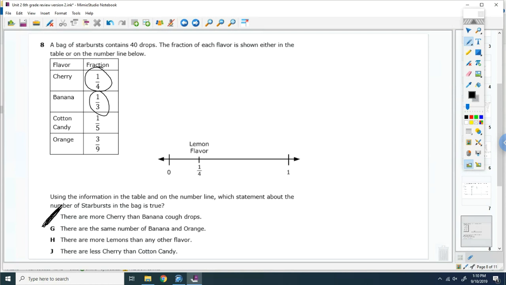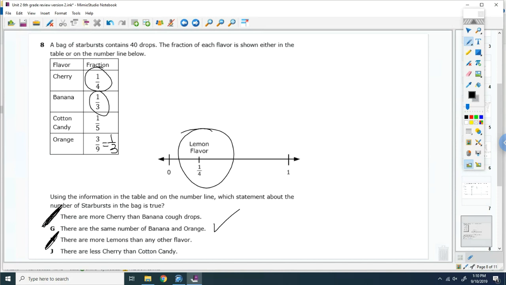G. They're the same number of banana and orange. Okay, well, orange can be simplified, so 3/9 can be simplified down to 1/3. So banana and orange are actually the same. So G is correct so far. H. There are more lemons than any other flavor. That's not true because lemon's 1/4 and cherry's 1/4. So that means that they're the same.